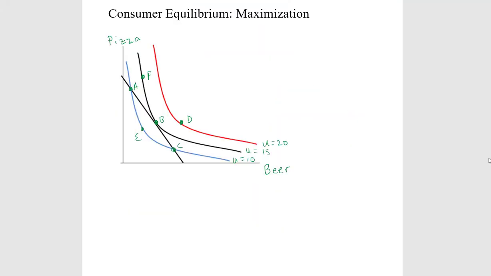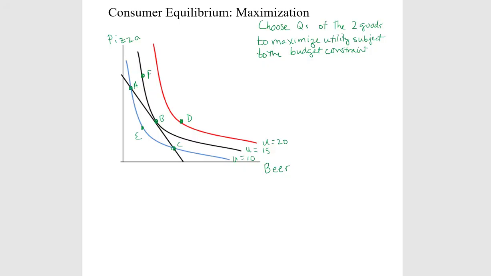So let's bring together the concept of preferences and that limited budget and talk about consumer equilibrium, or really what I like to call maximization. The consumer is attempting to maximize their utility subject to their preferences and their limited budget. So the consumer will choose the quantities of each of the two goods to maximize utility subject to the budget constraint. There are two conditions.